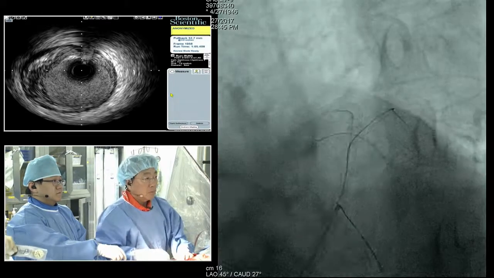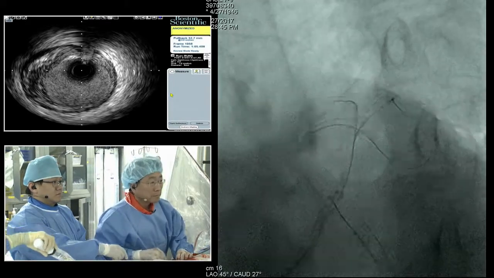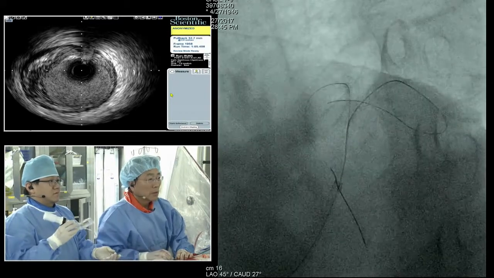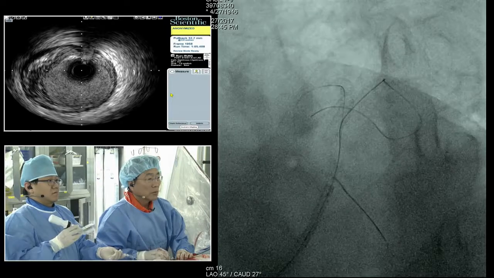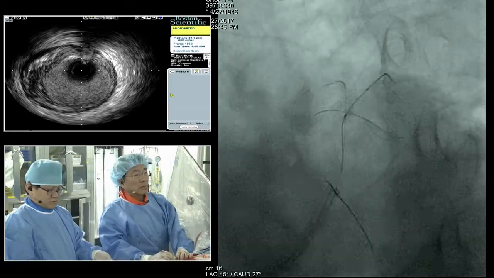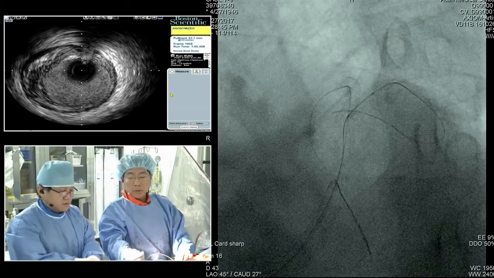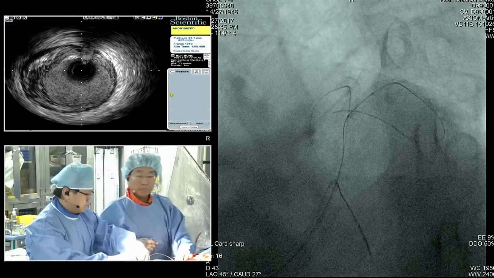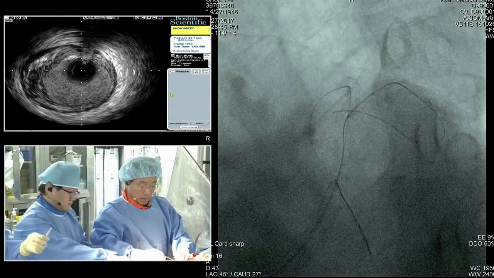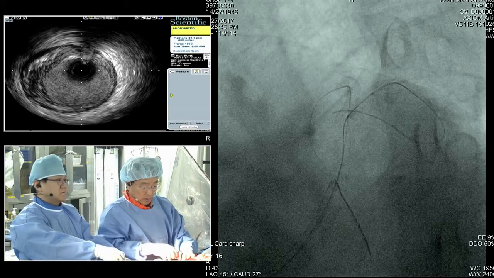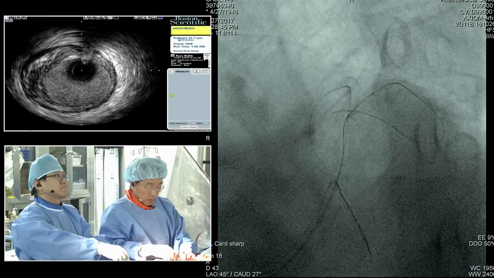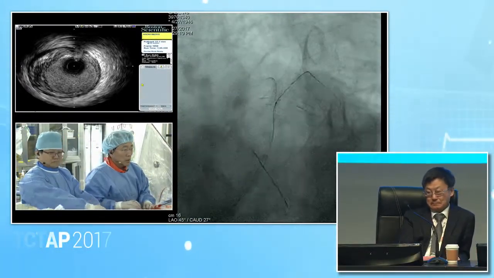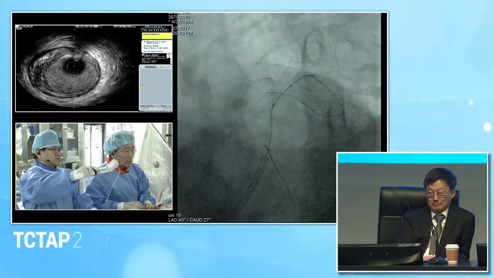Okay, this is 2.75, 2.75 non-compliant for the diagonal branches, and 3.5 balloon for the LAD. So for this kind of step, you would do alternative high pressure, then simultaneous? Exactly. We're going to do a sequential high pressure inflation, and then finally kissing balloon inflation.